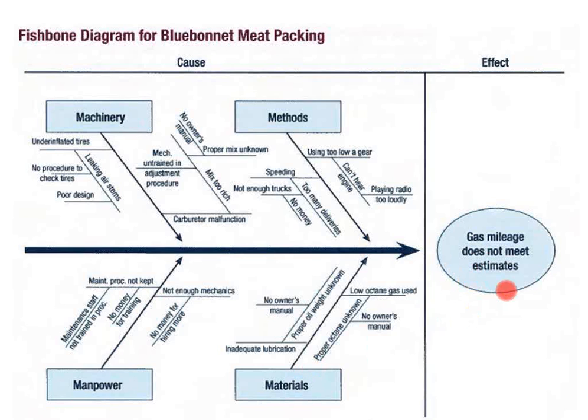And the example that they provide is gas mileage does not meet estimates. And so the methods might be using too low a gear. So these are the methods of how someone is driving the car. These are problems with how the person, again, the 4 M's on here. Because of the methods, they can't hear the engine, and maybe it's because they're playing the radio too loud that they can't hear the engine, which makes them use too low of a gear. Or speeding, and you go through machinery, under inflated tires.